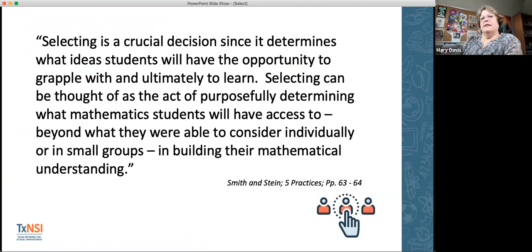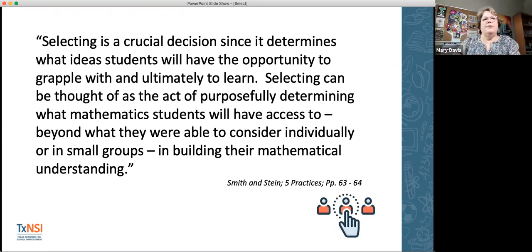And they said that selecting is a crucial decision since it determines what ideas students will have the opportunity to grapple with and ultimately to learn. Selecting can be thought of as the act of purposely determining what mathematics students will have access to beyond what they were able to consider individually or in small groups, in building their mathematical understanding. So as I read through that, and if you need to read through it again, please hit pause and read through it again before we move on.